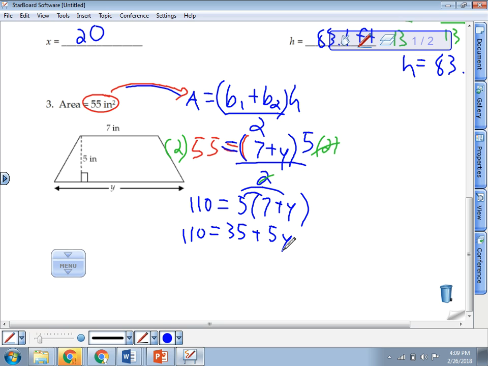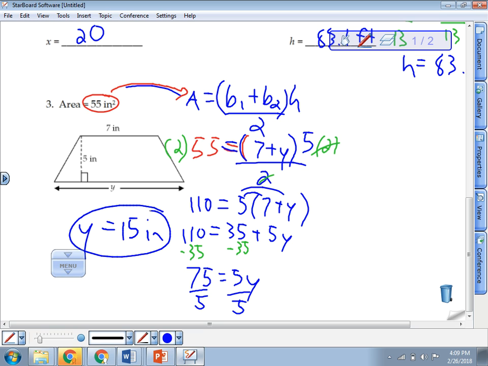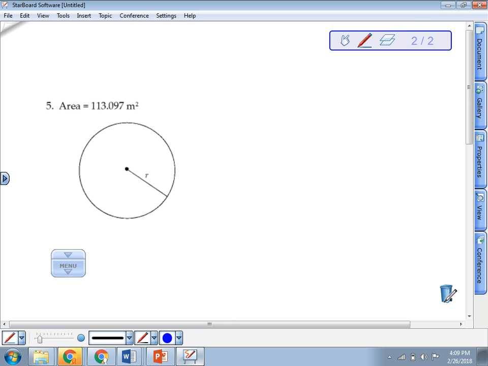We're going to subtract 35 from each side. Minus 35. So we're going to get 75 equals 5y. And then what I'm going to do is divide each side by 5. So y will equal 75 divided by 5 is 15 inches. So there you go. Example on trapezoid. We got one more involved, a circle, and then we'll be done. I think you guys are getting the pattern.